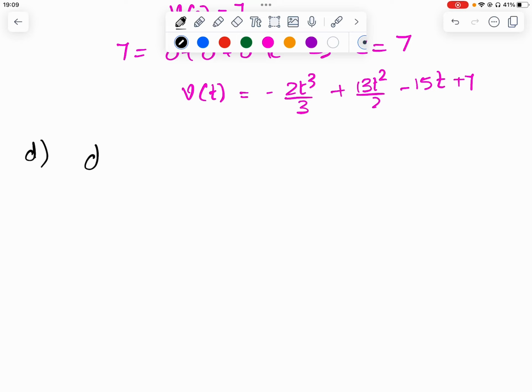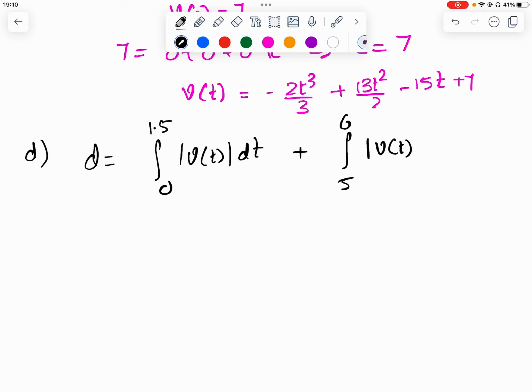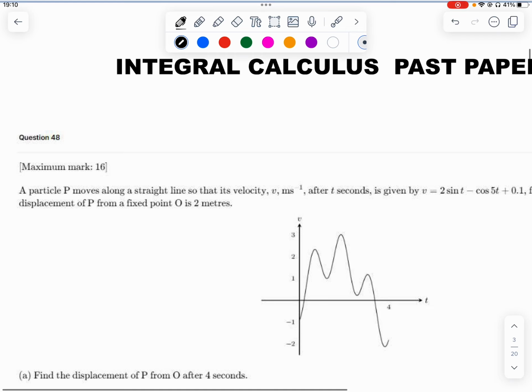So part D, distance from 0 to 1.5, it is decreasing. So take the absolute value of the velocity of t, because it's going to be positive. Similarly, 5 to 6 also, absolute value of v(t) dt. So use the GDC and you should be able to get that answer as 13.6 meters. That's going to be the answer for question number 47.